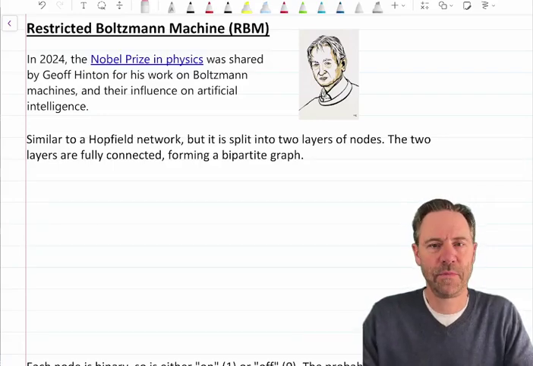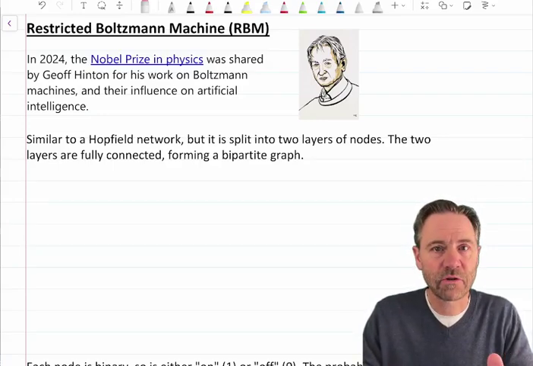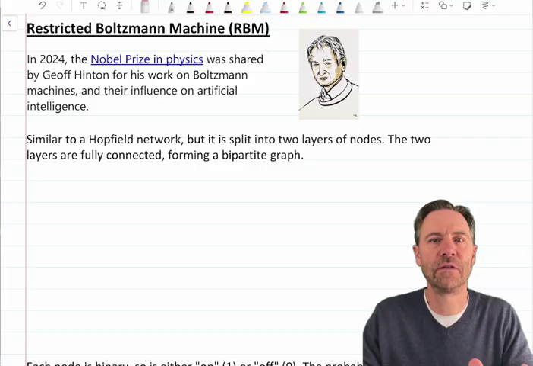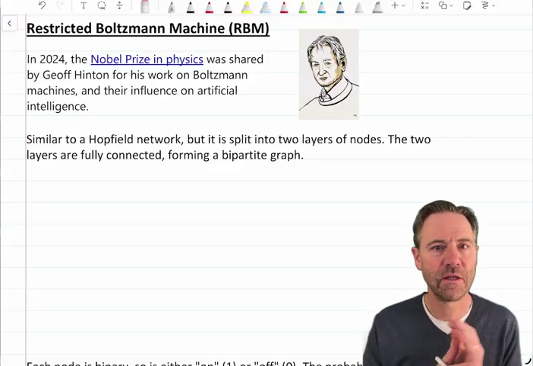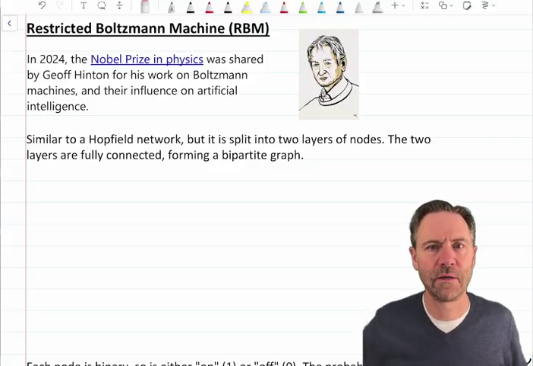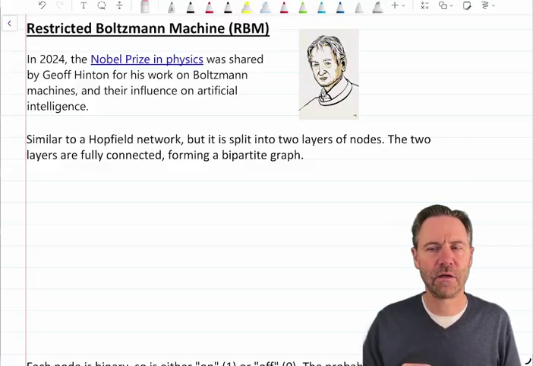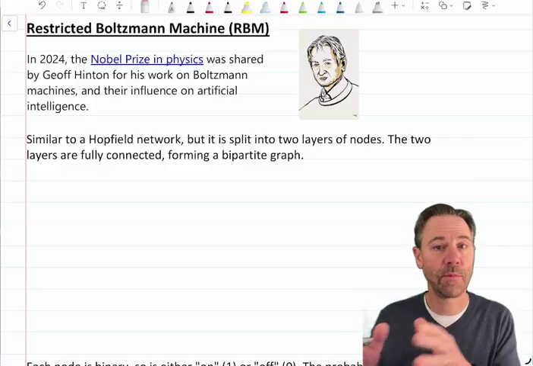Okay, welcome everyone. This is the lecture about restricted Boltzmann machines. By now you would have hopefully seen the lecture on Hopfield networks. And this lecture is kind of a carry-on from that. It uses some of the same concepts.